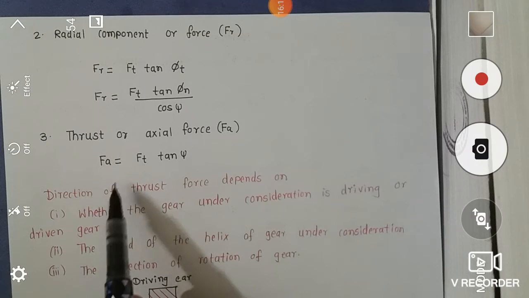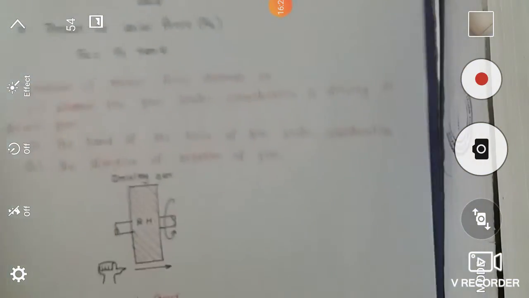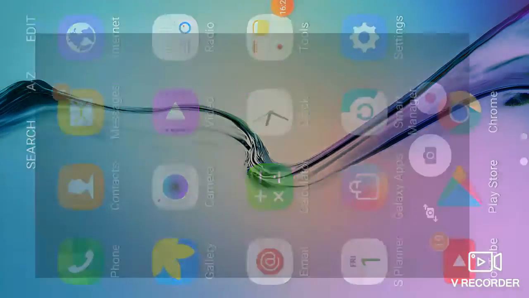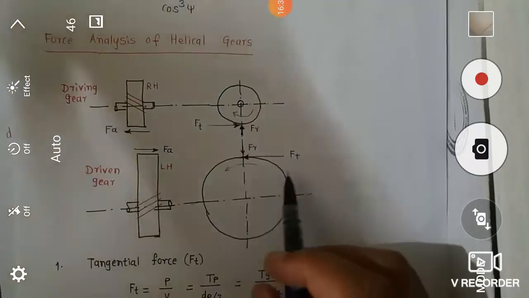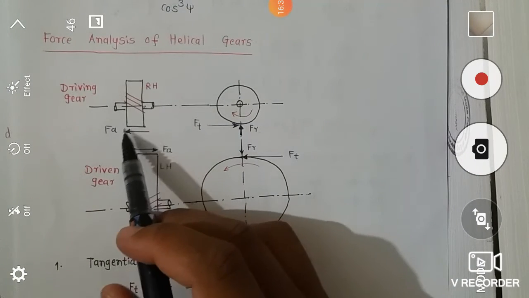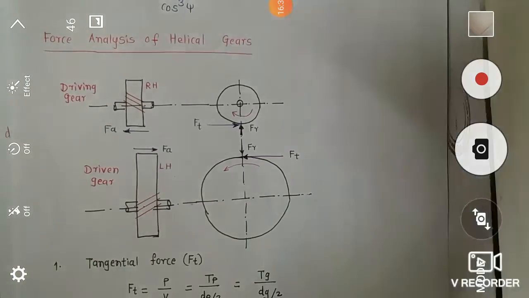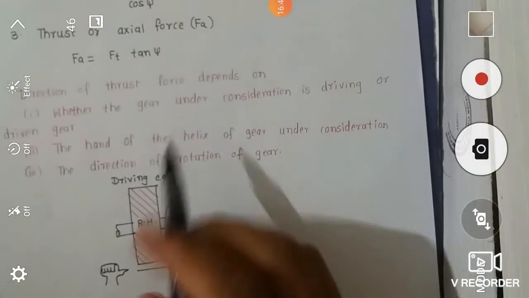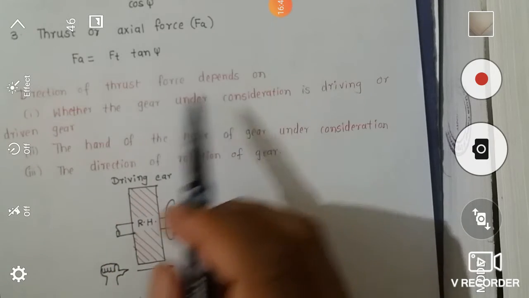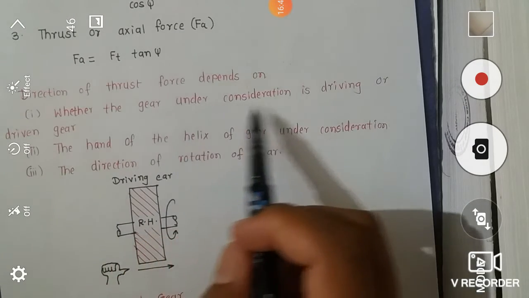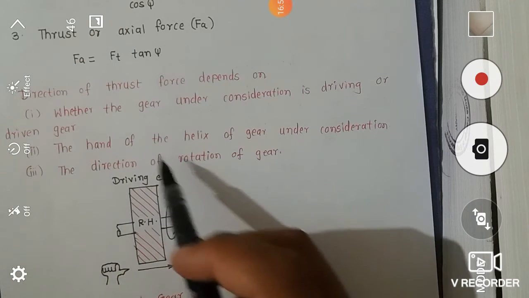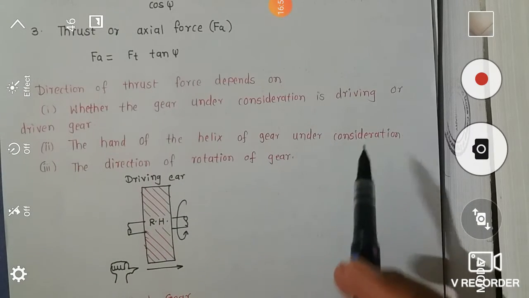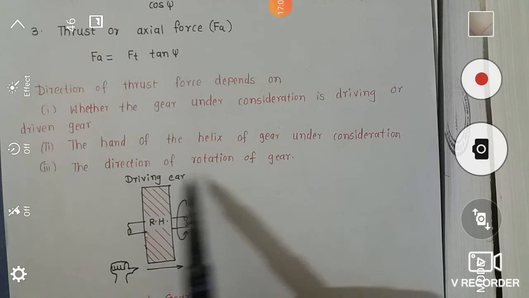And now we discuss the direction, how to show this Fa. If we observe this diagram again, in this case Fa acts on the left side or right side. So two options are there. So how to decide that direction? Deciding the direction of thrust force depends on three different points. First point is whether the gear under consideration is the driving or driven gear. So observe which is the driving member and which is the driven member. Second point is the hand of helix of the gear under consideration. Which hand of helix is there? That is also important. Third is the direction of rotation of the gear.